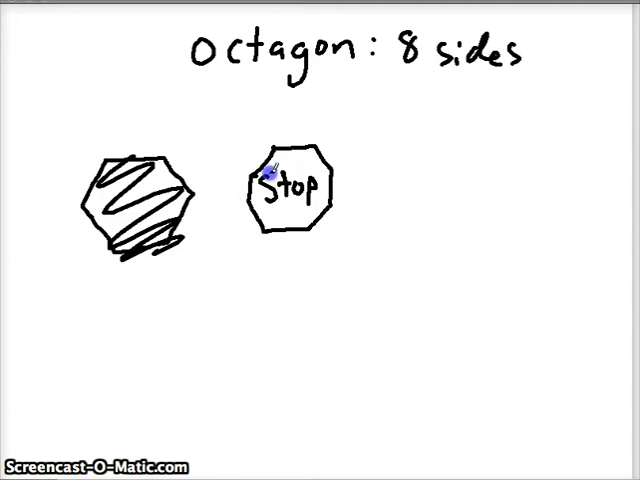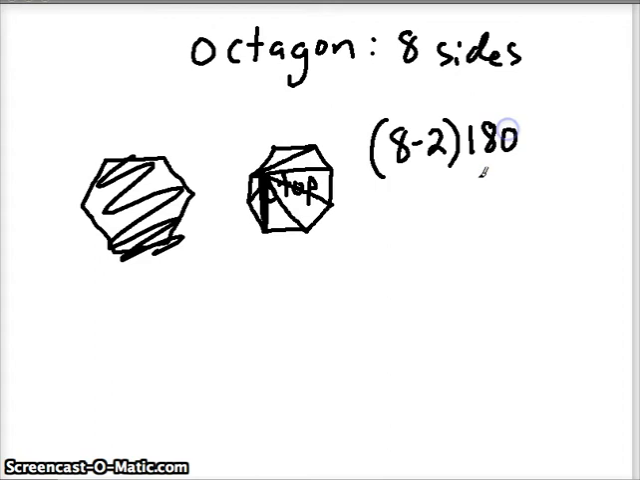Alright, if we actually draw our diagonals, there's one. There's another one right there. Here's another one right there. Another one right there, and there, and there. So how many triangles? 1, 2, 3, 4, 5, 6. There's just 6. If I had drawn a better shape, it would have made more sense, huh? So number of sides minus 2 times 180. So we end up with 6 triangles.